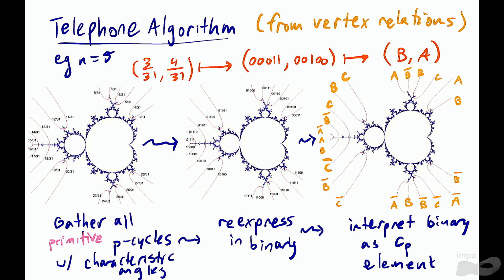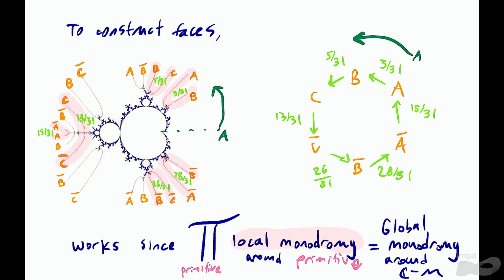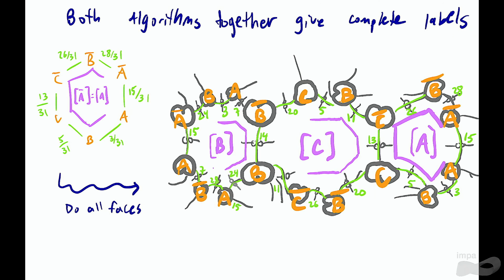There quickly is another algorithm that we can do to get specifically the edge relations, or the vertex relations, by saying just essentially based on when you look at your characteristic angle, what are the two different elements of CP that represent the characteristic angles that collide at a particular primitive element. And doing a similar process, this gives us which two edges have to bound a particular face. And when we apply both algorithms together, this gives us our complete labels where we understand both the vertex labelings and the face labelings.